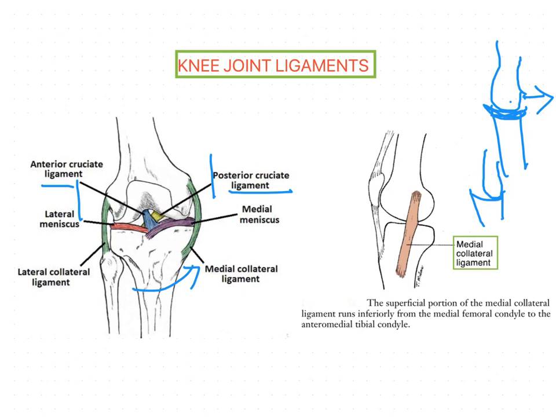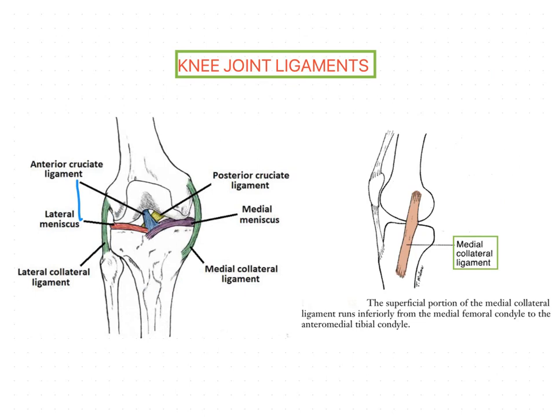So first of all, we'll see the collateral ligaments. What are the collateral ligaments? Two collateral ligaments are present: the medial collateral ligament and the lateral collateral ligament. Here you can find the medial collateral ligament. This medial collateral ligament can be divided into a superficial portion and a deep portion.